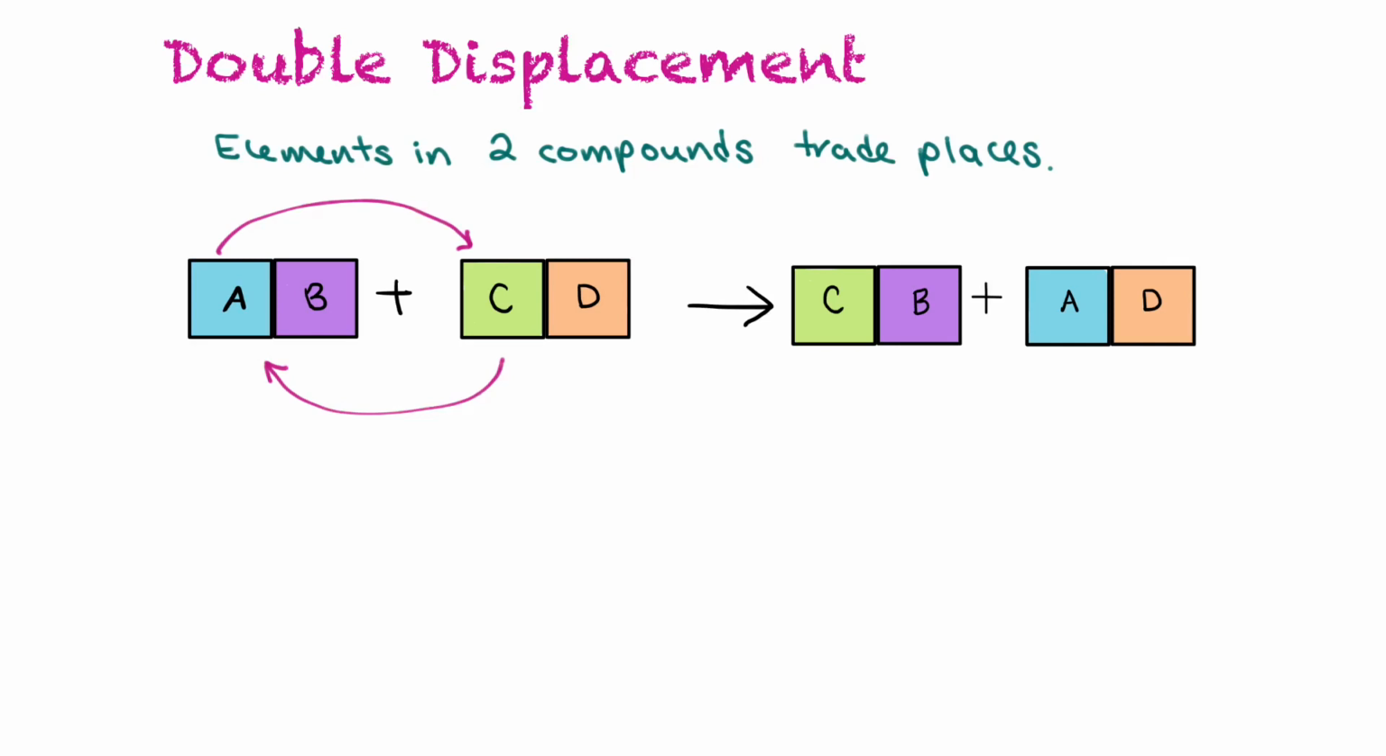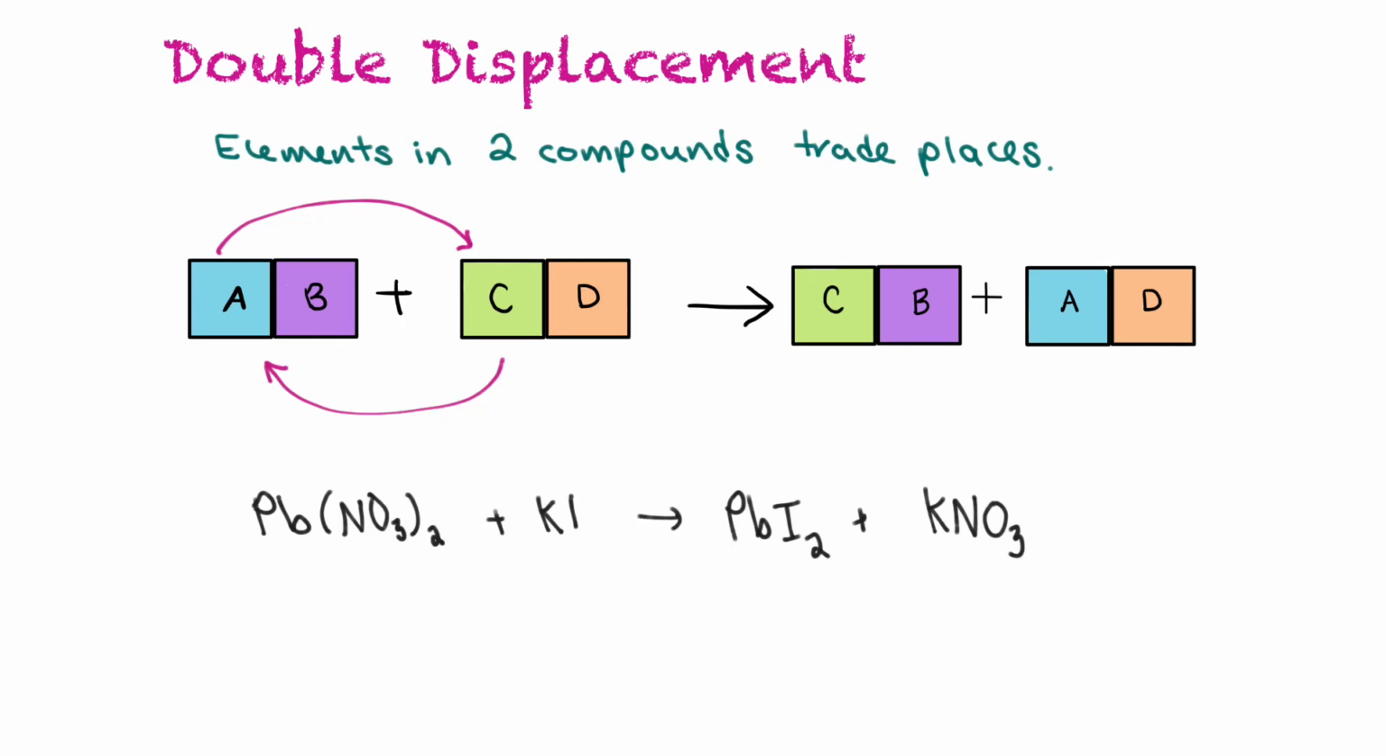An example of this one could be lead(II) nitrate plus potassium iodide, making lead(II) iodide and potassium nitrate. So you can see the lead and the potassium have traded places on the other side.